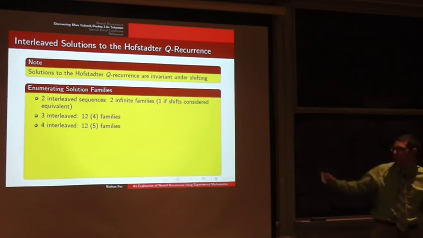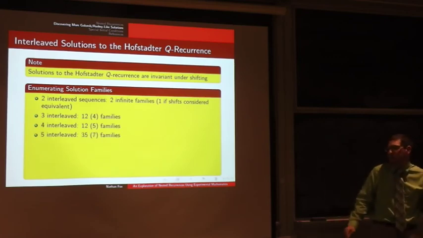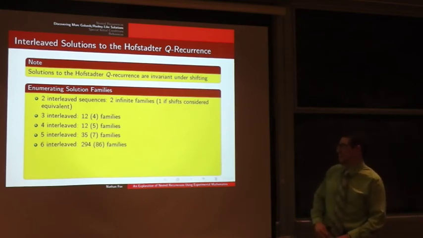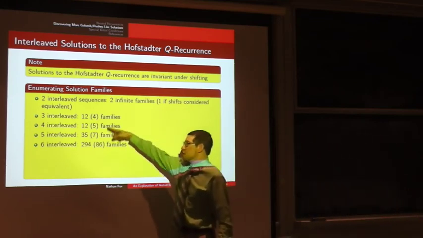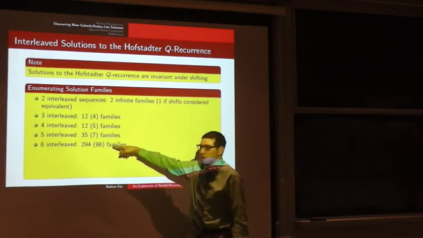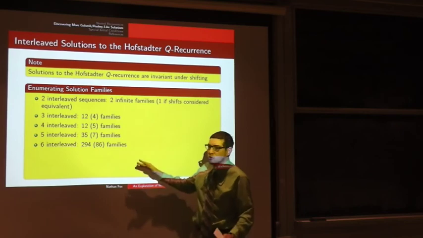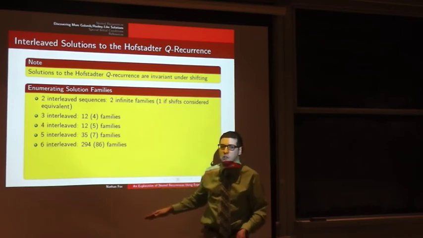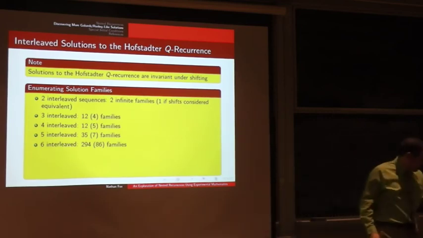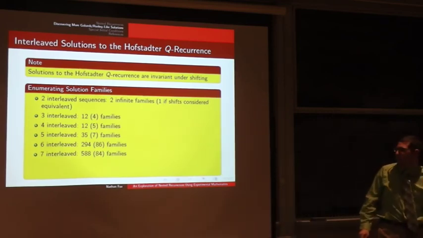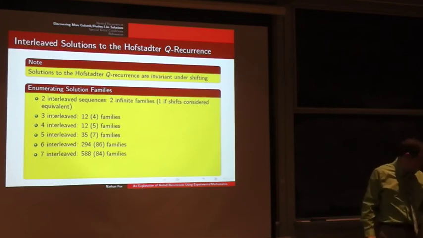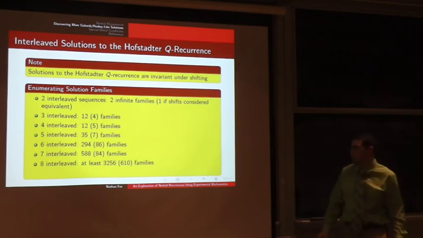So 4 has 5 families, 5 has 7 families, 6 has 86 families. There's a lot more going on there. And yes, these 86 do include these 4 and this 1, but the family here that includes this also includes a lot of other things that don't have period 2. So this is strictly more general than that. 7 is actually a little bit easier than 6, so there's less going on, probably because 7 is prime. But then 8, there's a lot more.